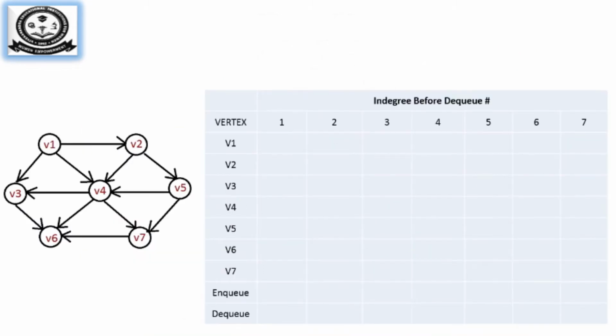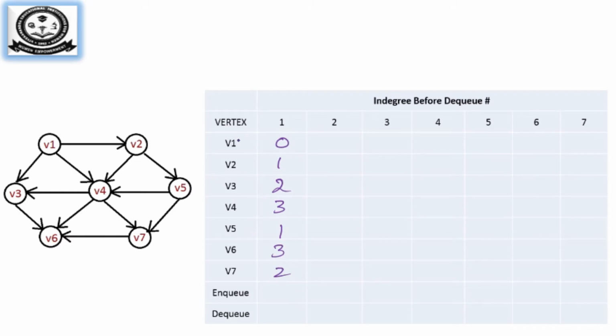Now we will take another example. Now this is a little bit complex. So let us start from in degree calculation. The in degree for vertex 1 is 0. For V2, the number of incoming edges is 1, and for V3 you have 1 and 2 here, so V3 will have 2. V4 is having 3 incoming edges. V5 is having 1 incoming edge. V6 is having 3 and V7 is having 2.